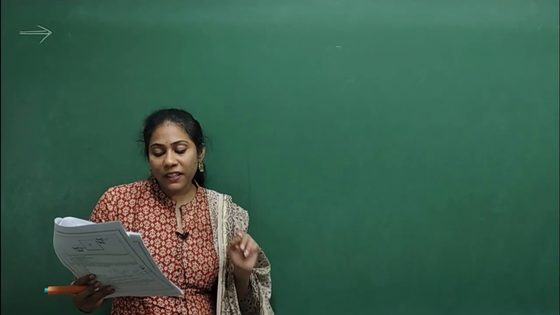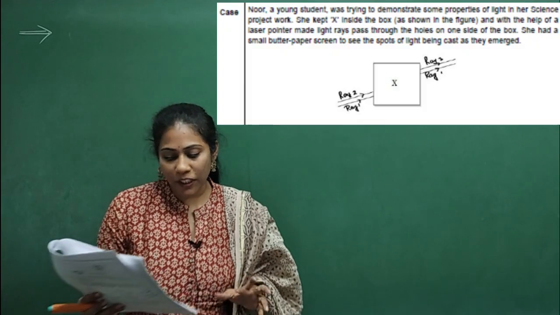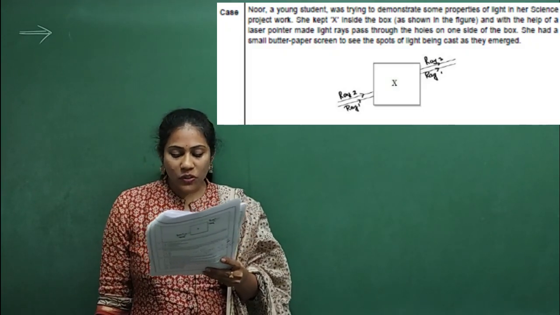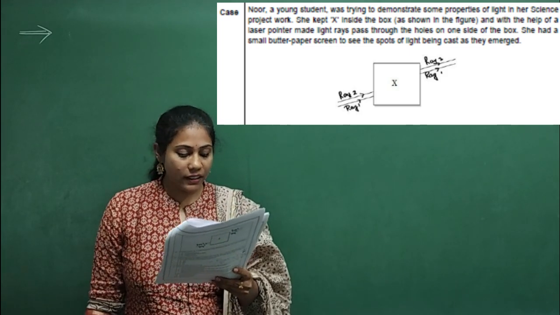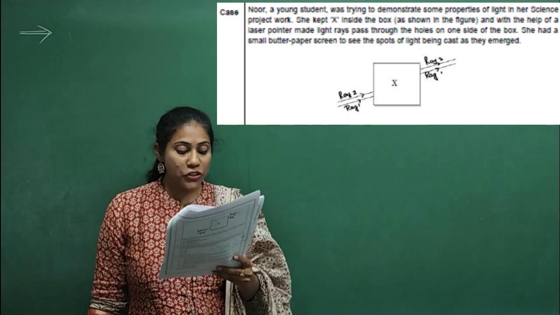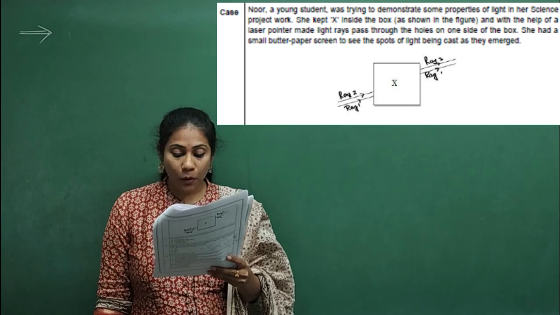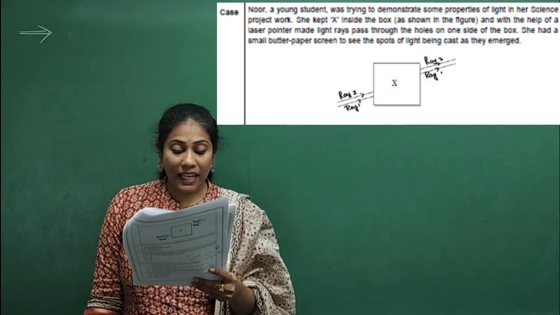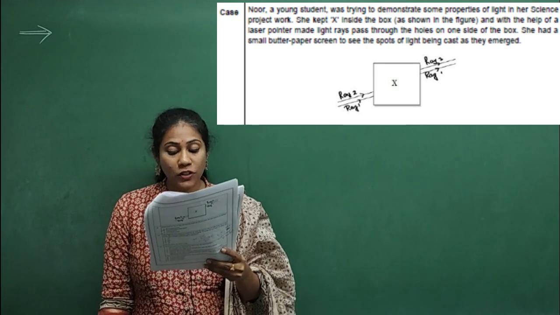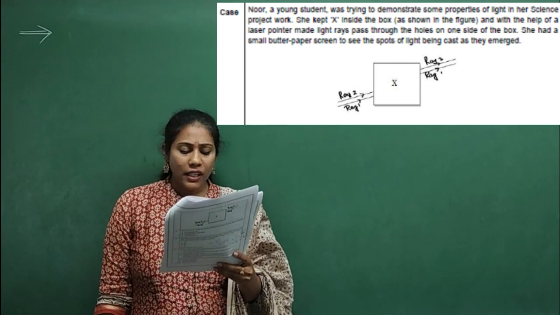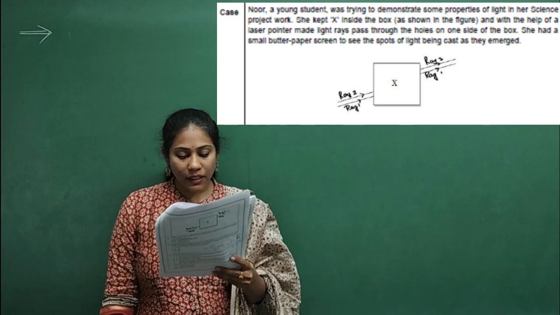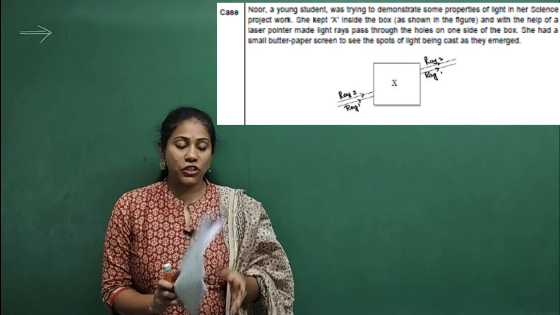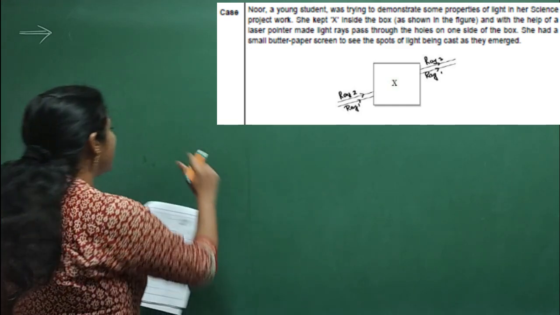See guys, observe this case very, very carefully. Noor, a young student, was trying to demonstrate some properties of light in her science project work. She kept X inside the box and with the help of a laser pointer made light rays pass through the holes on one side of the box. She had a small butter paper screen to see the spots of light being cast as they emerged. Right? So there's a diagram here.